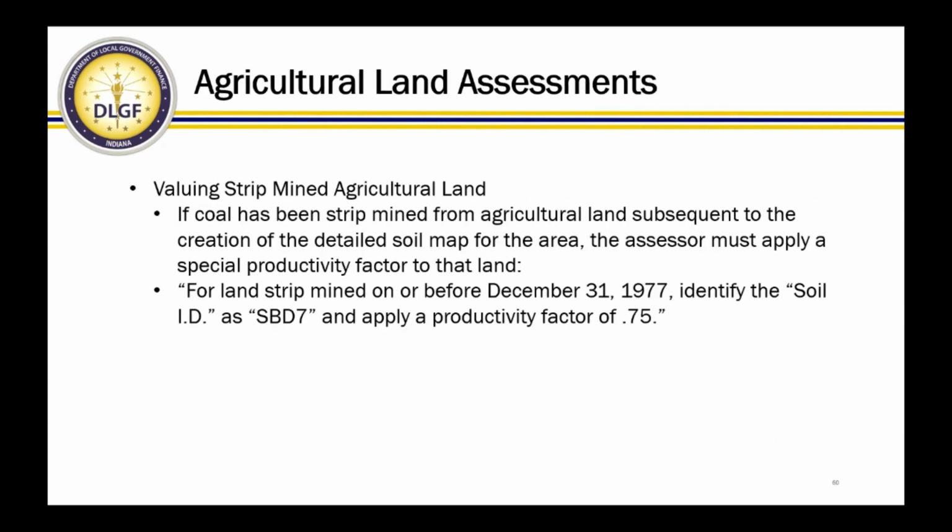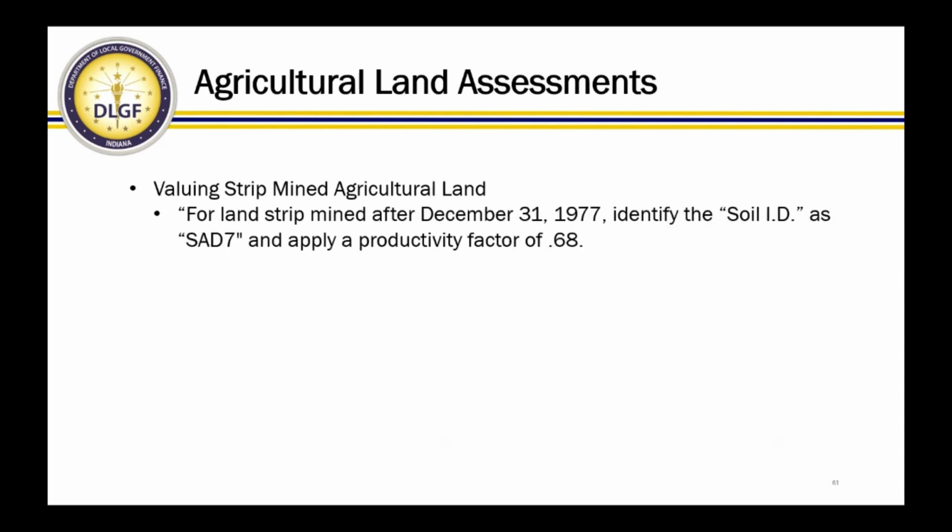What if you have, especially in the southwestern part of the state, strip mine agricultural land? So if coal has been strip mined from an agricultural land, and this was done before December 31st, 1977, I know we're going back a few years, then you would apply a productivity factor of 75%, or in other words, a 25% deduction. If you have land that was strip mined after December 31st, 1977, then the soil ID would have a productivity factor of 68%. So in other words, a 32% deduction.